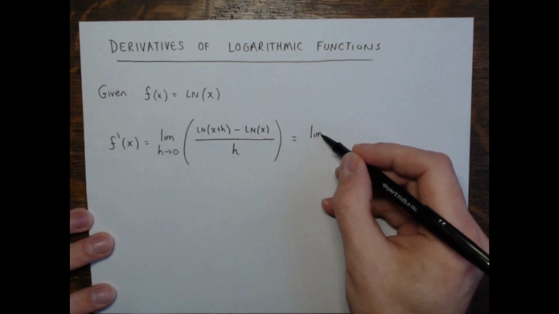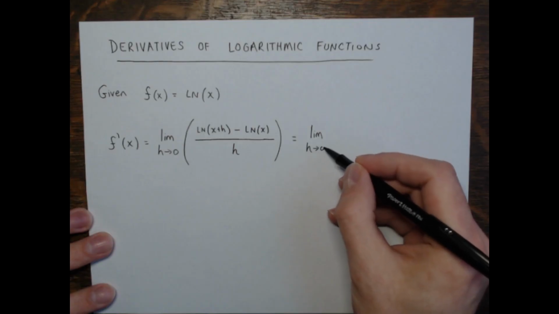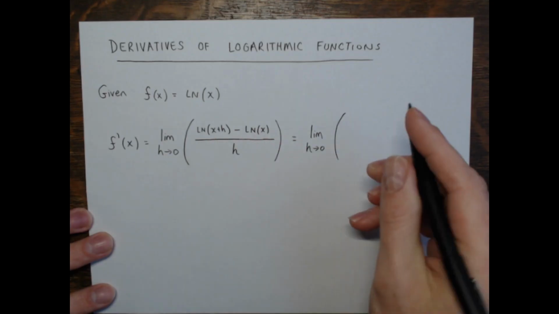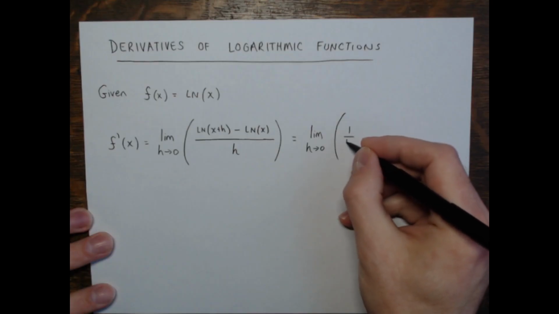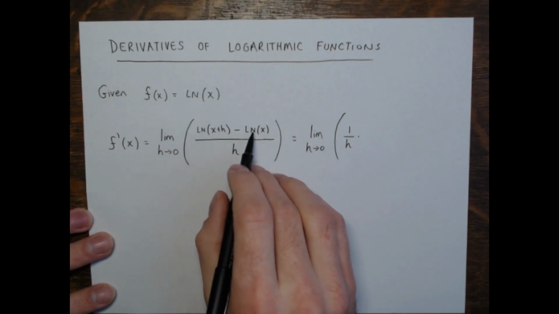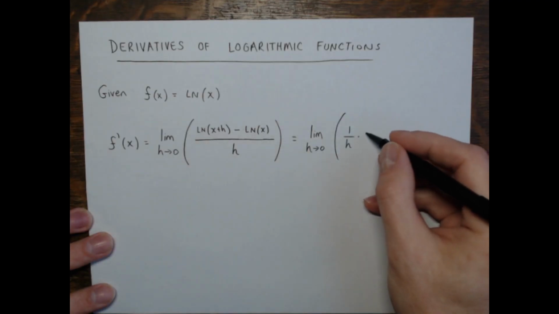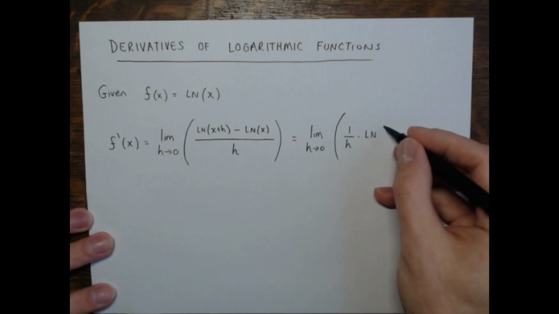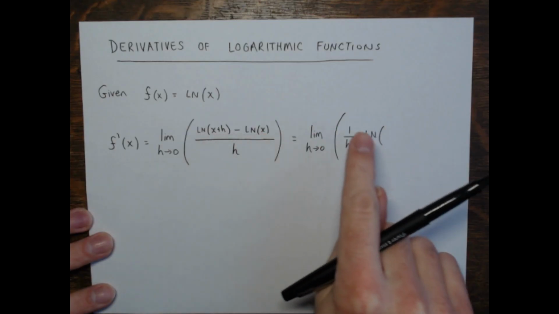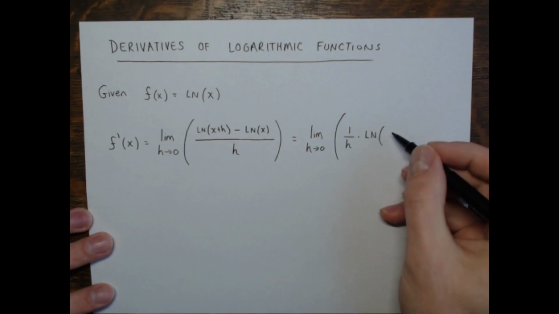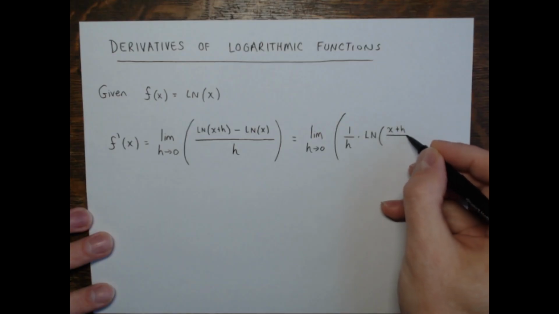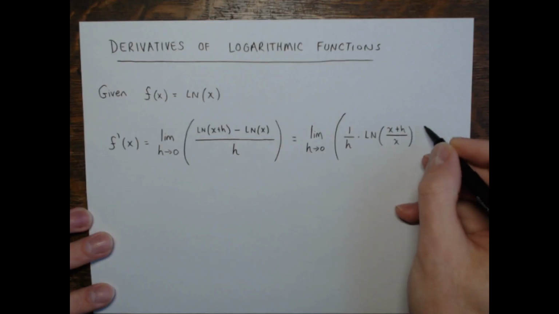So this is the limit as h approaches 0. Now this all over h, dividing by h, is the same thing as times 1 over h, so I'll put that out front. And then remember, when you subtract two logarithms with the same base, you can make a single log out of them. So a single natural log where the first argument divided by the second one makes the new argument. It's the quotient property, log of a quotient. So then we have x plus h divided by x inside this log here.